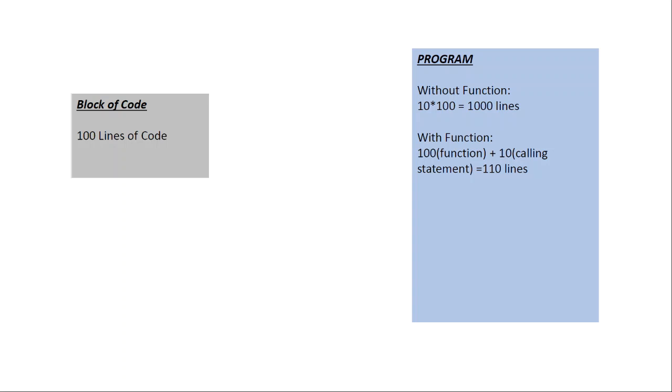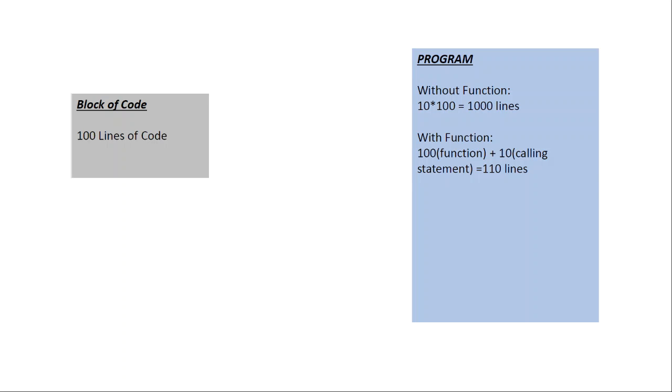For understanding this, we can consider a program that consists of a group of statements or a block of code repeated 10 times. This block of code contains 100 lines of code. So in total, the program contains 10 times 100, that is equal to 1000 lines.